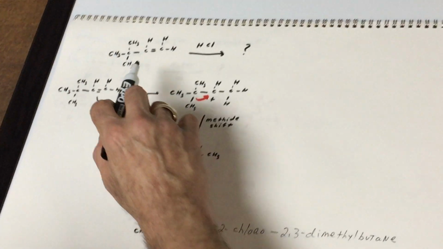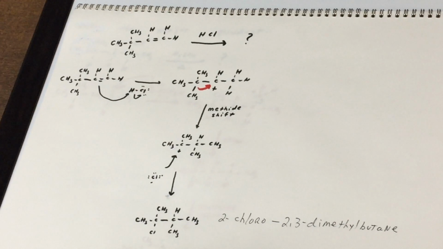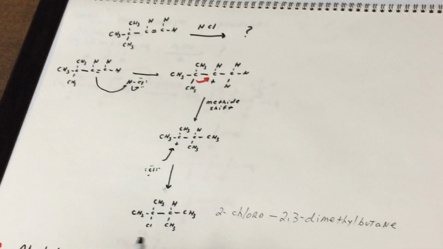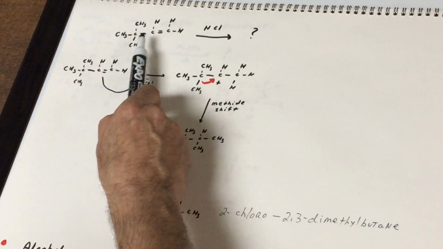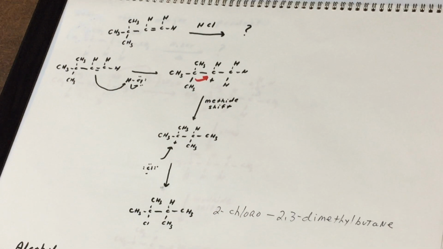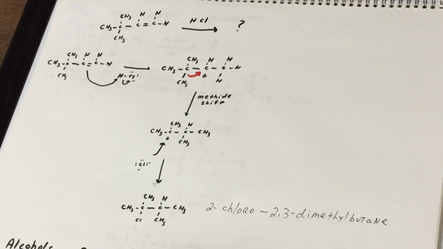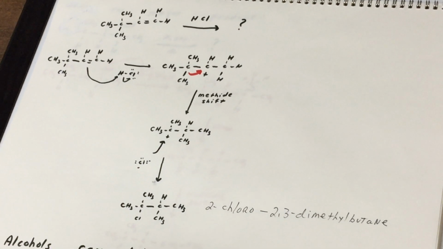What I want to do is to take this molecule here and add HCl. Now, normally you would think, I would just use Markovnikov's rule. The carbon with the most H's gets the H and the other carbon gets the Cl. Well, that would happen, but that would be a minor product.